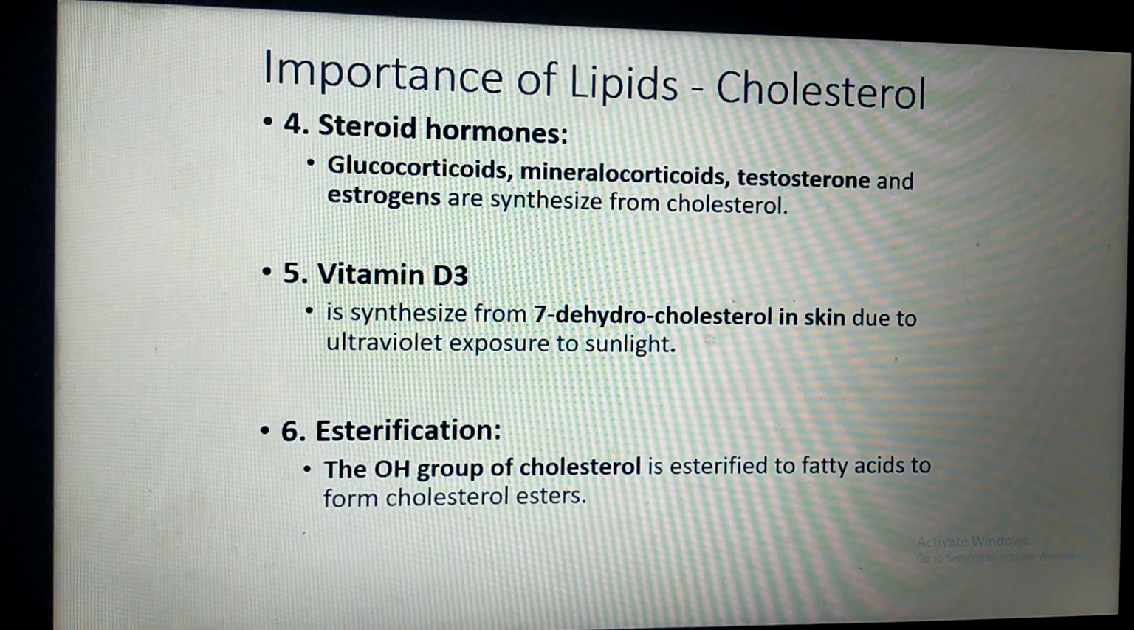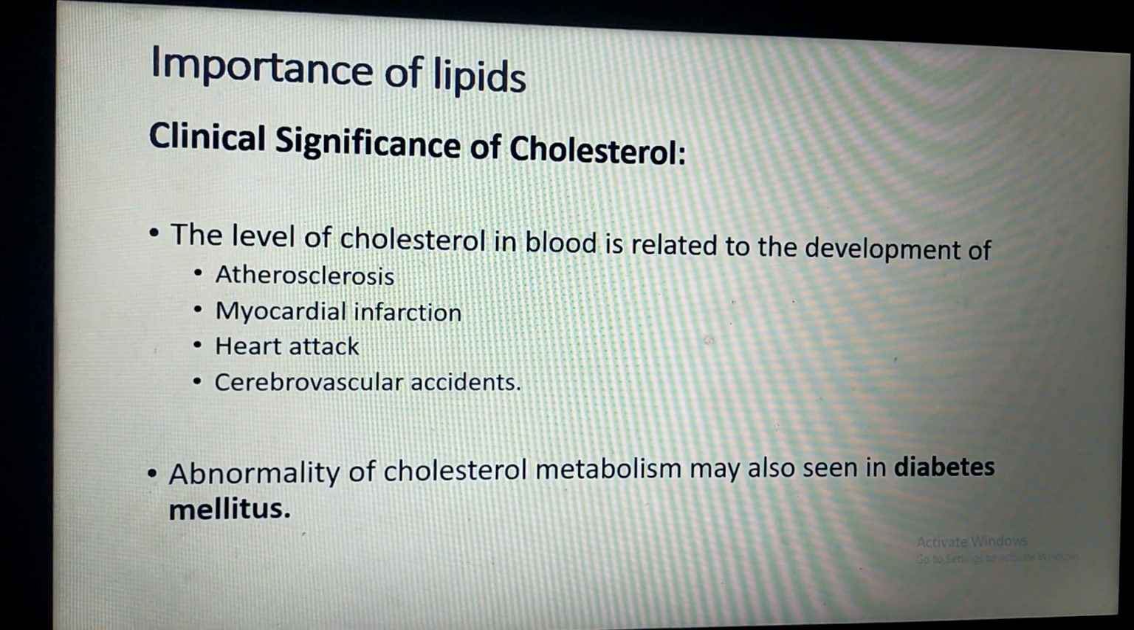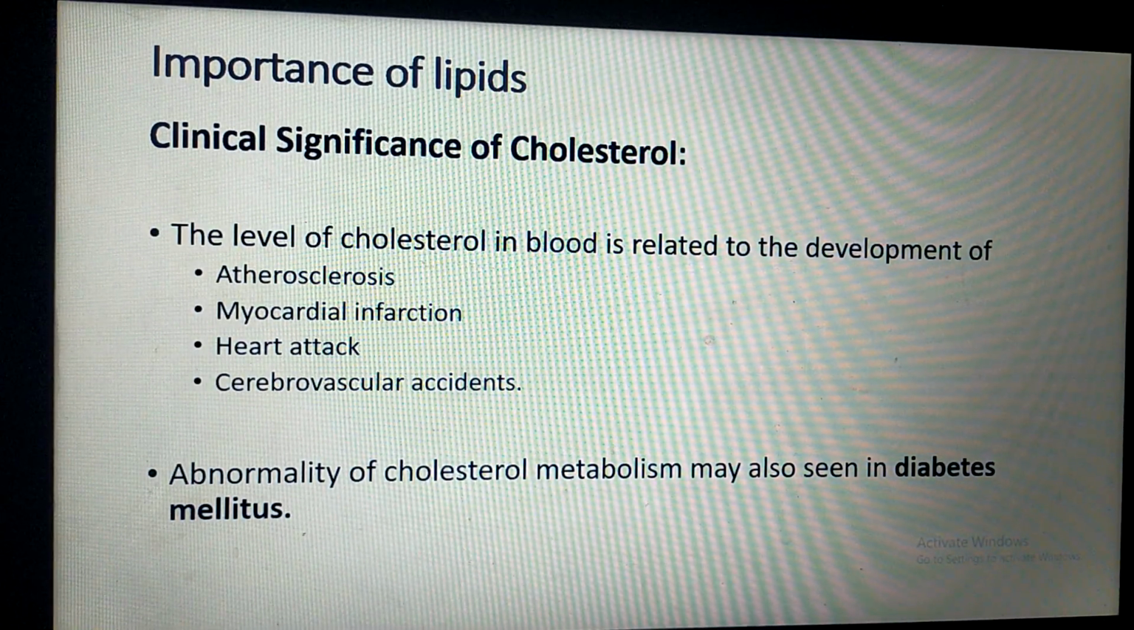Now clinical significance: increase in the cholesterol level of the blood leads to the process of atherosclerosis, which leads to myocardial infarction or heart attack. If the same process occurs in the brain vessels, it leads to cerebrovascular accidents. Abnormality in the cholesterol metabolism also leads to diabetes mellitus.